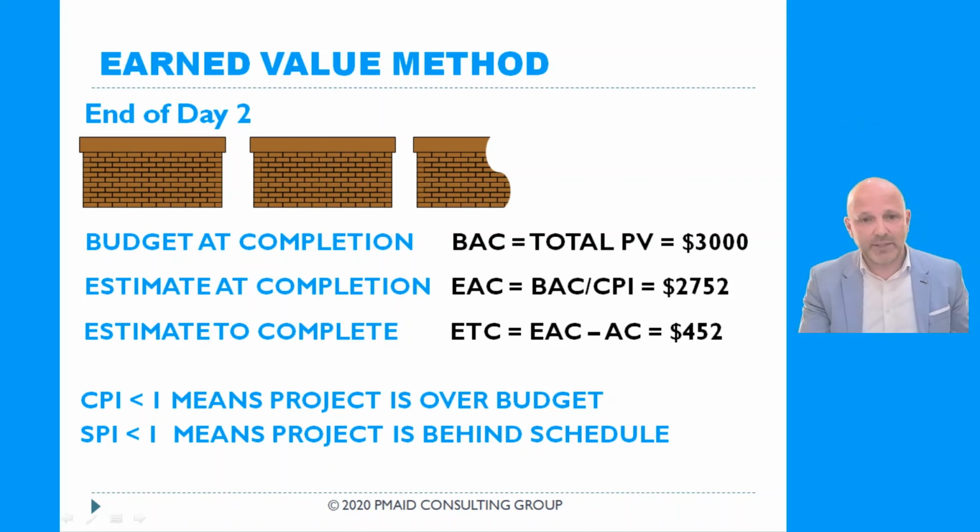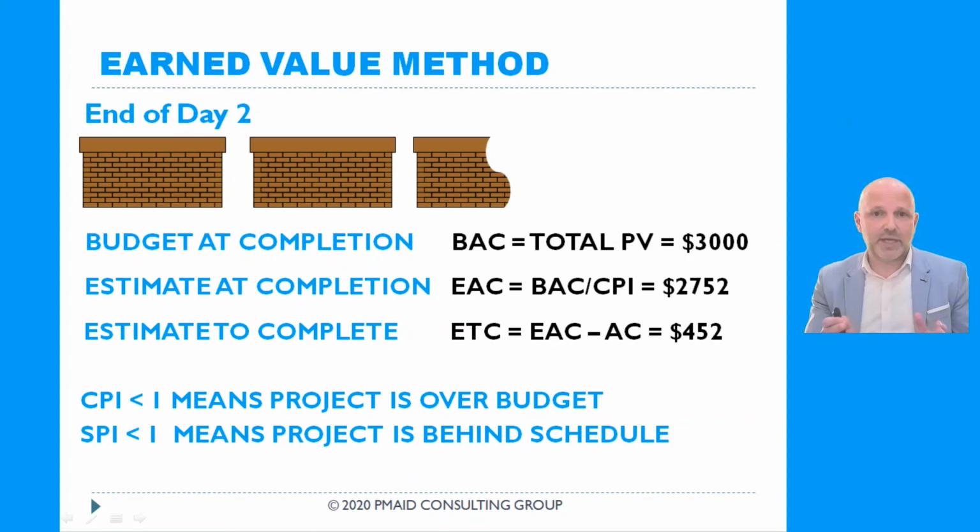Estimate to complete, again, end of day two, we say that we need to spend $452 to complete half of the wall on day 3. How do we calculate it? We just subtract our actual cost from our estimate at completion. So these are the major earned value method indicators.